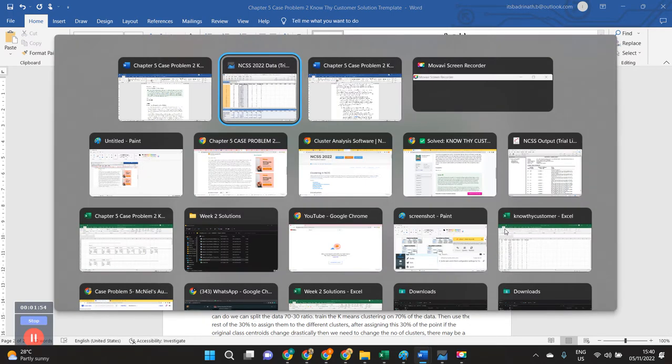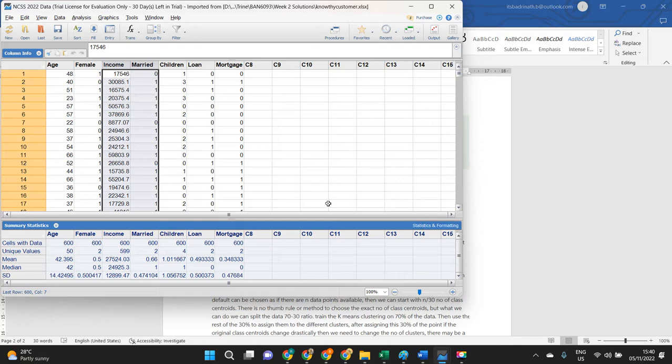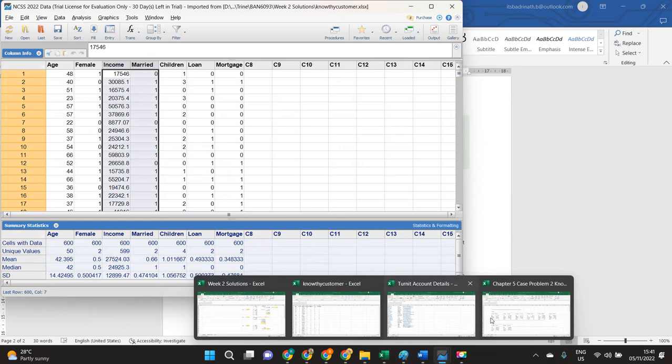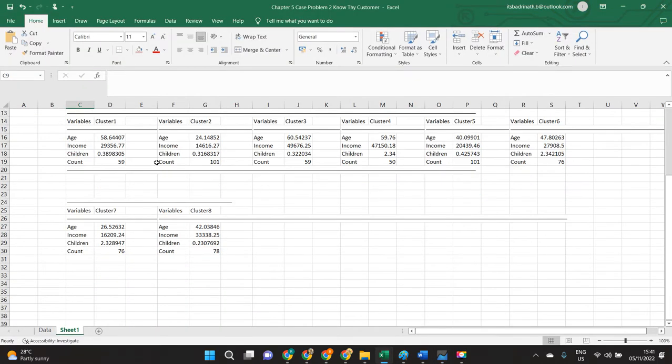Next, we are supposed to create 8 different clusters using k-means analysis. For that, I will be sharing this solution sheet with you, which consists of 8 different clusters related to age, income, and children. You just use these clusters. When we describe these clusters, the first cluster consists of data with averages: age is 58.4, average income is 29.396, and the children value is 0.38.